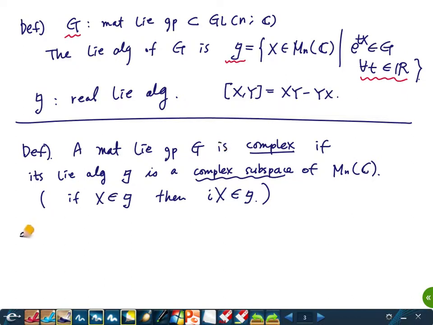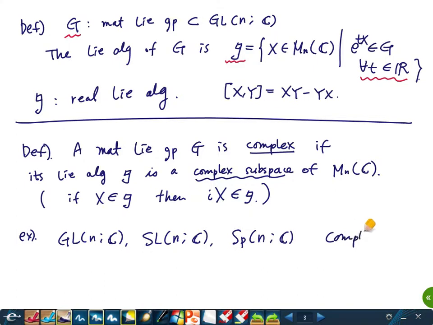An example: these are complex. SL(n, C), Sp(n, C). These are complex matrix Lie groups.